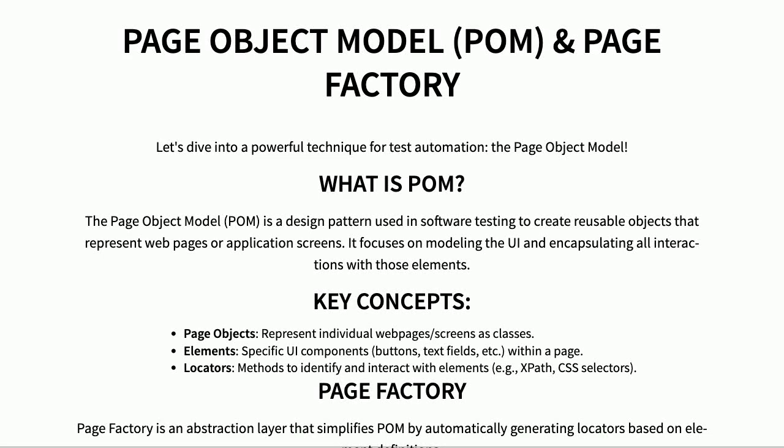Okay, so let's talk about how we can make our tests much easier to manage. We're going to cover the Page Object Model, or POM. It's a really popular design pattern for test automation. Essentially, POM helps us model each web page or screen in our application as a separate object. Think of these objects like blueprints for specific pages. We also use something called Page Factory, which is basically a tool that simplifies the process of finding those elements, things like buttons and text fields on a page, by automatically generating the code to find them, so we don't have to write all that out ourselves.